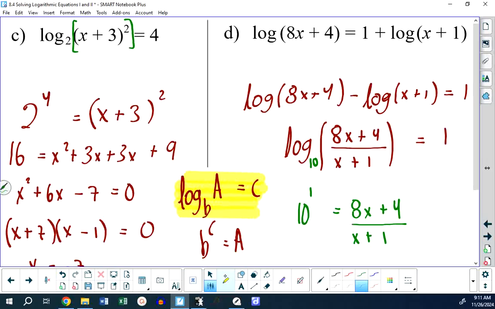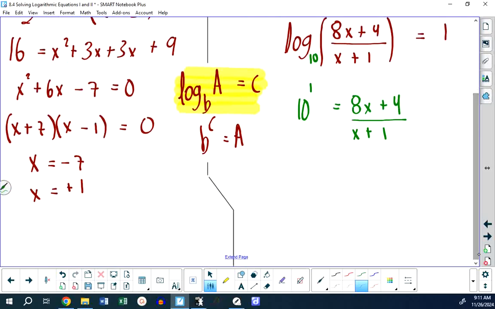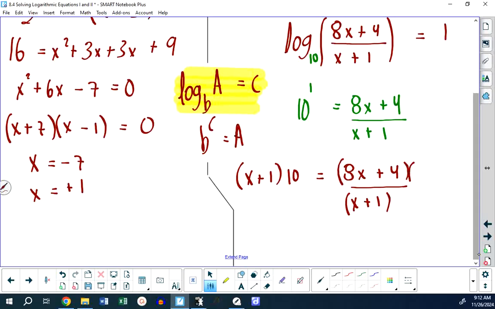Call it cross multiplication if you will, but the general idea is I'm going to multiply both sides of this equation by x plus 1. So I need to multiply the 10 by x plus 1 and the 8x plus 4 over x plus 1 by the x plus 1. I just rewrote it because I didn't want to cram in the x plus 1's up here. You would probably have room to just write x plus 1, x plus 1.